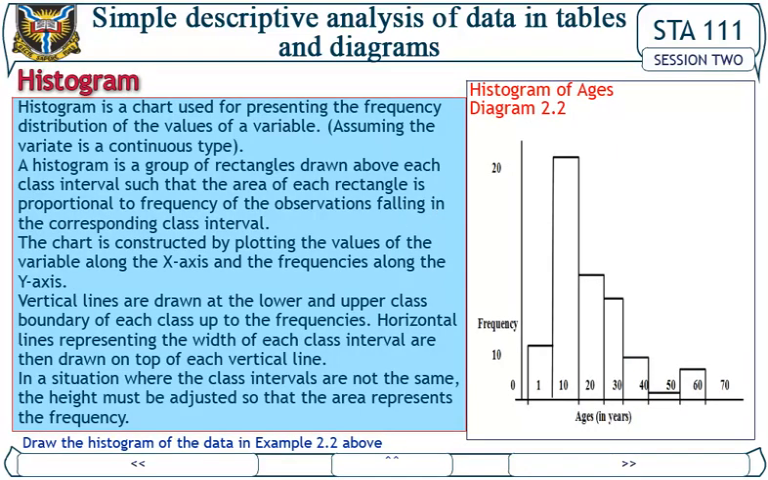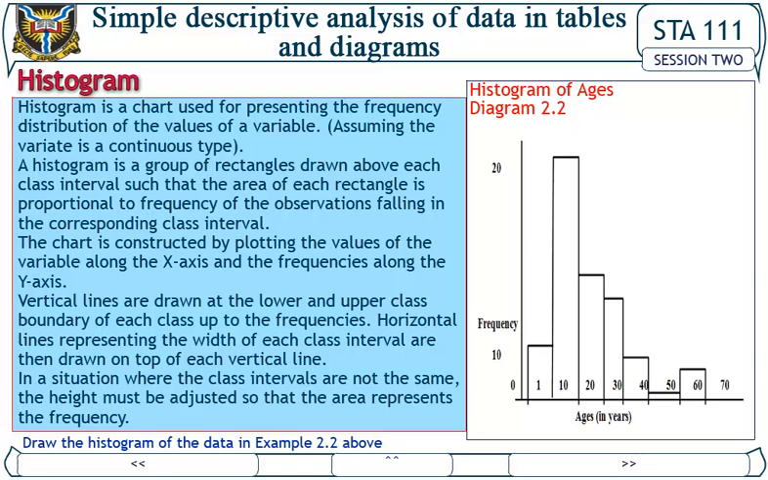Histogram. Histogram is a chart used for presenting the frequency distribution of the values of a variable, assuming the variate is of a continuous type. A histogram is a group of rectangles drawn above each class interval such that the area of each rectangle is proportional to the frequency of the observations falling in the corresponding class interval. The chart is constructed by plotting the values of the variable along the x-axis and the frequencies along the y-axis.